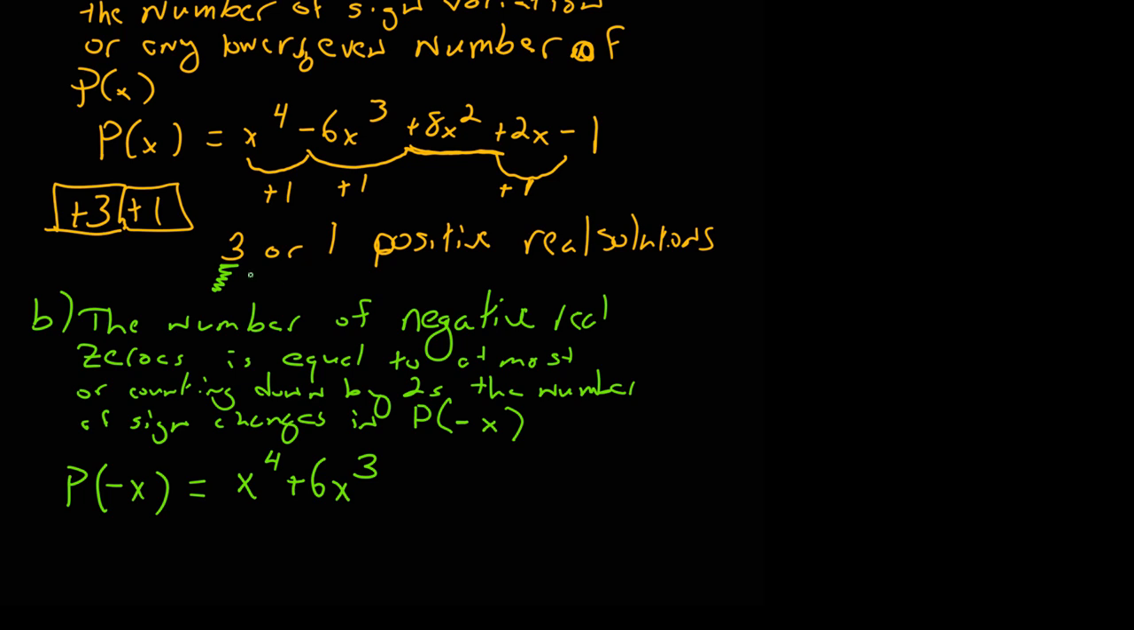So Josh asked, why is it 3 or 1 positive? So this, any lower even number, and it's counting down by 2s. So if I had 4 sign changes, I could have 4, 2, or 0. If I have 3 sign changes, I have 3 or 1. If I have 1 sign change, that's it. That's all I have. So we count down by 2s.